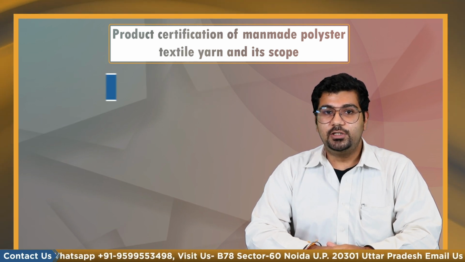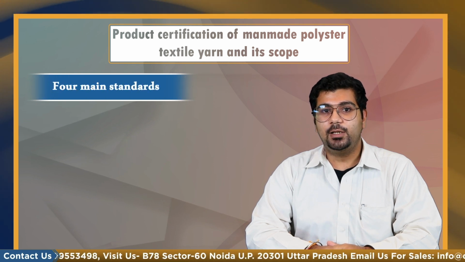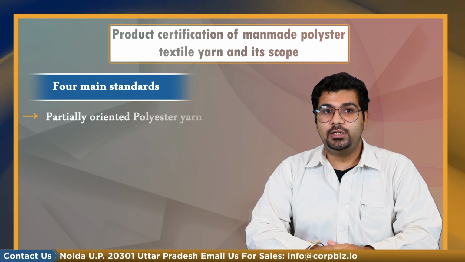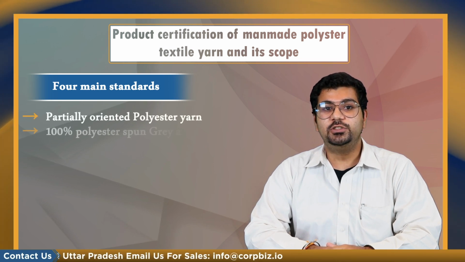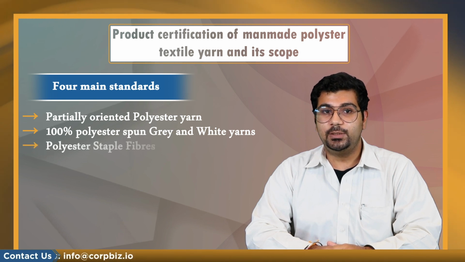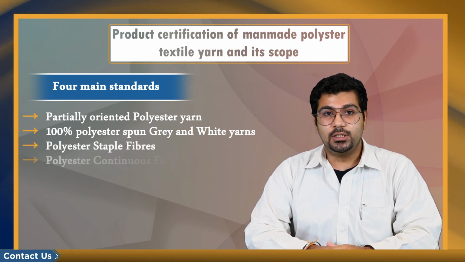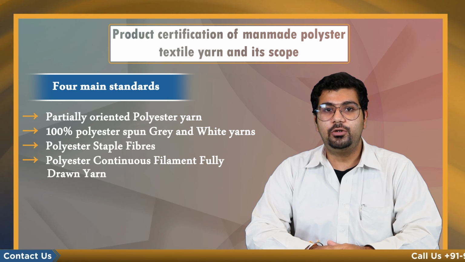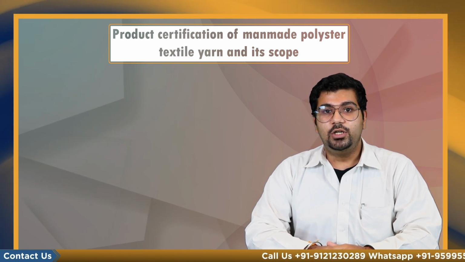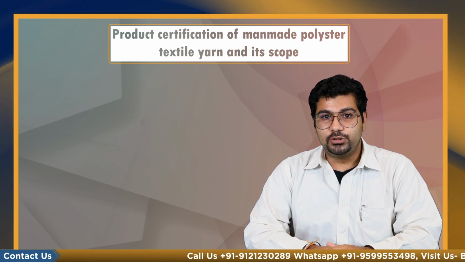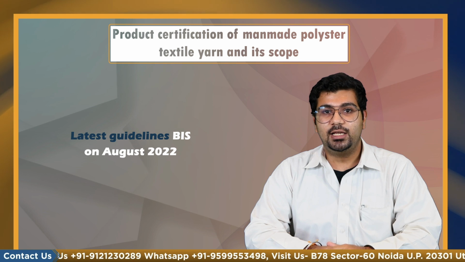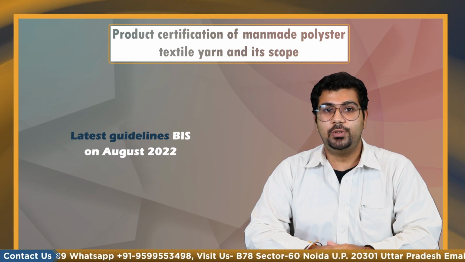Now this video covers 4 main standards that are applicable for BIS certification of polyester grade yarn: partially oriented polyester yarn, 100% polyester spun grey and white yarn, polyester staple fiber, polyester continuous filament and fully drawn yarn. Polyester industrial yarn is not covered in this video. Now it should be noted that the standards are subject to change over time. As such, this video is based on the latest guidelines published by BIS in August 2022.